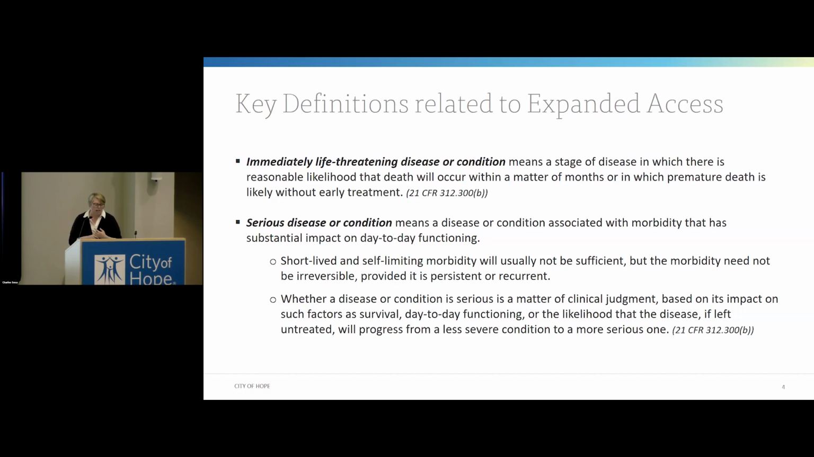So FDA has defined an immediately life-threatening disease or condition, and we have that up here. I think one of the key things here is that it doesn't necessarily have to be tomorrow or the next day, but there's a reasonable likelihood that death will occur within a matter of months, or in which premature death is likely without early treatment. So it's a little broader than emergency. They're not expected to expire this week, although there are mechanisms for when that is expected.